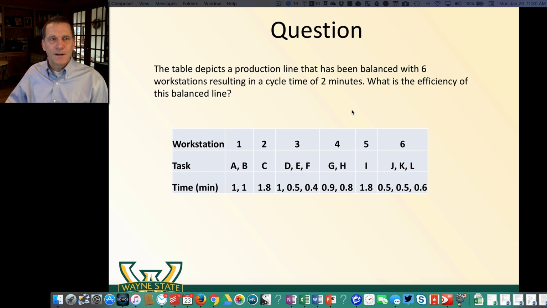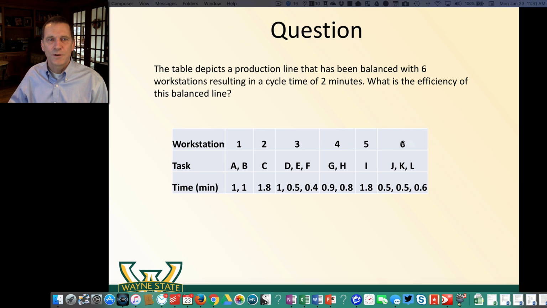So here's a question for you to look at it one more time in a different form of analysis. This table depicts a production line that's been already balanced, with 6 workstations, resulting in a cycle time of 2 minutes. What is the efficiency of this balanced line? Well, how do we know that it has 2 minutes? If they hadn't told us that the cycle time is 2 minutes, we'd look down here.